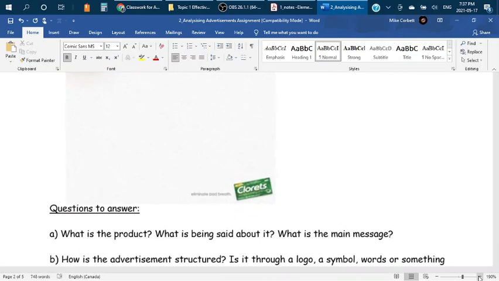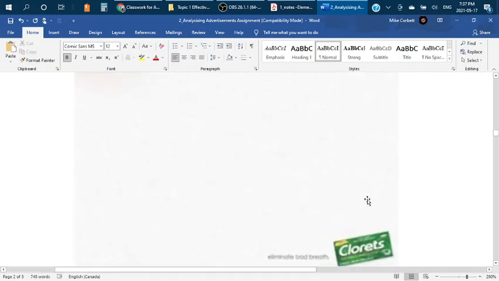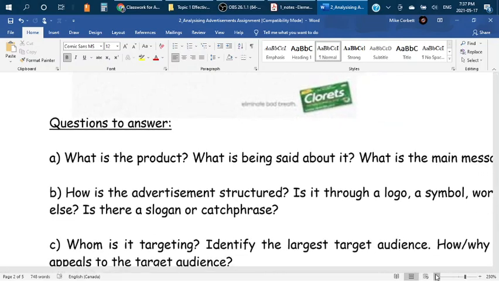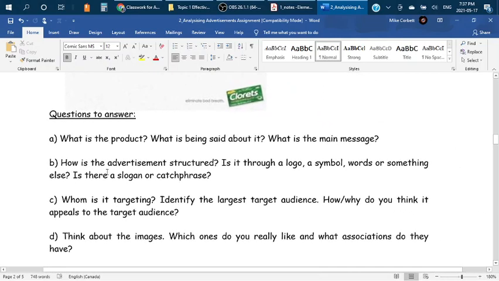If you zoom in a little bit here, it's hard to see, but they do have a catchphrase. It says, eliminate bad breath. It's blurry, but you can see eliminate bad breath right there. And it is Clarets, so they do have their logo right here. So the logo is present. And this one very much is a product that they're trying to sell you. They want you to buy their gum. So what is the product?